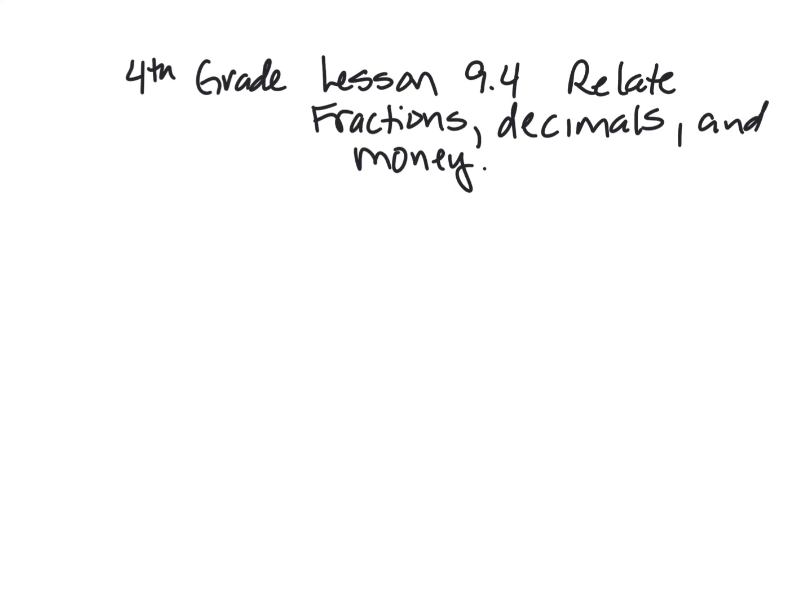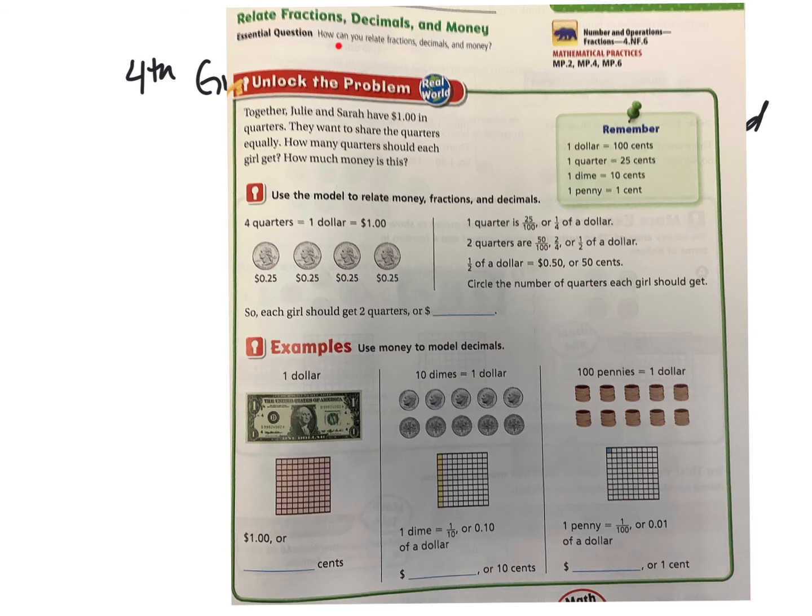Fourth grade lesson 9.4 is relating fractions, decimals, and money. Now that we're familiar with the tenths place, dimes, and the hundredths place, pennies, we can connect that all to money that you use all the time. Those coins are fractions of a dollar, or a decimal version of the dollar. Our essential question is, how can you relate fractions, decimals, and money?